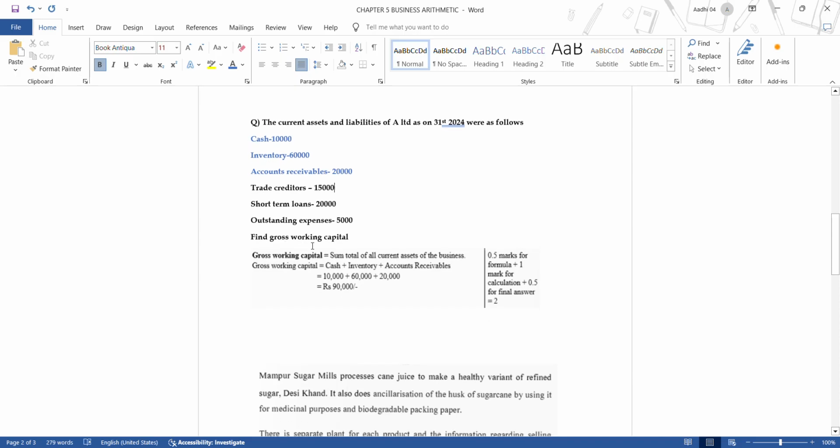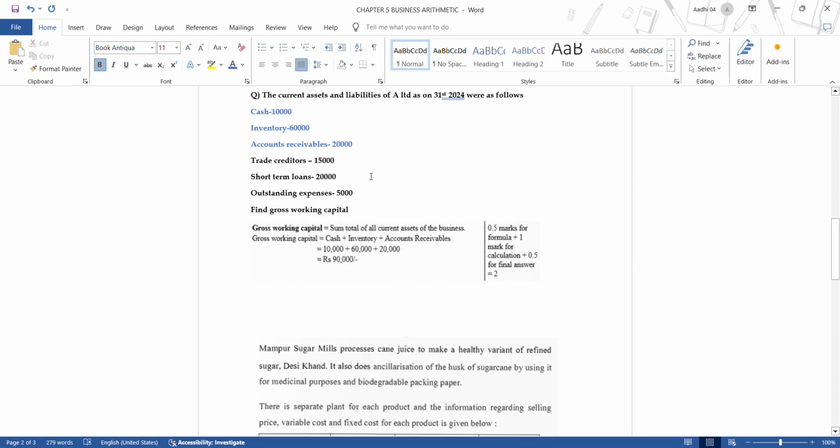Now to find gross working capital, all you have to do is total all the current asset. So gross working capital is the sum total of all the current asset. Many of you make mistake by subtracting current asset and current liabilities. So please make sure that you learn the formula. Gross working capital means it is a sum of all the current asset. So what are the current asset here? Cash, inventory and accounts receivable. So the answer to this particular question is 90,000. I hope that is also clear.